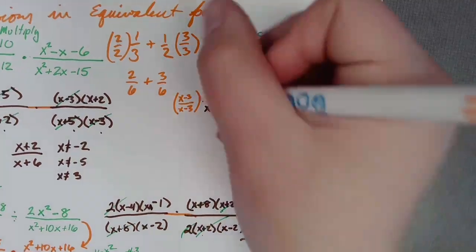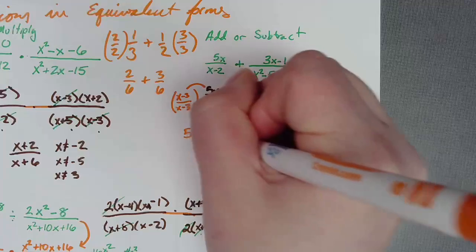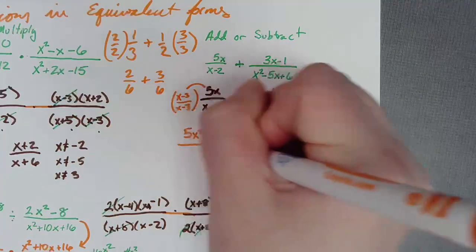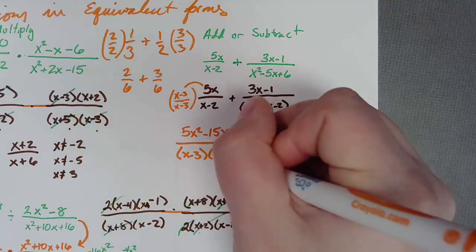So when I do that, I will actually do the multiplying in the numerator. So that would give me 5x squared minus 15x over, but I'm not going to do any of the multiplying in the denominator. I'm just going to leave that alone.